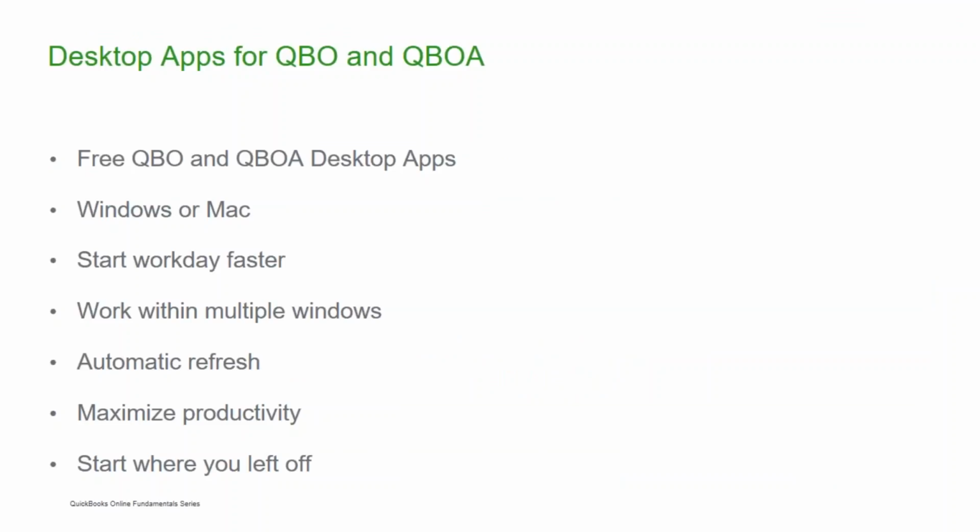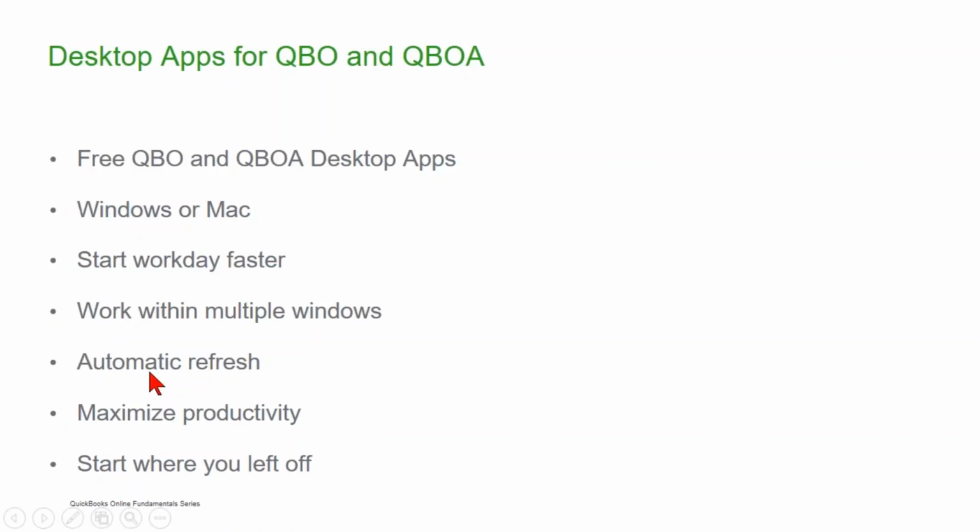Now, these are apps that you can use on Windows or Mac. So it's QuickBooks Online / QBOA because it's one app that will allow you to access both QuickBooks Online and QuickBooks Online Accountant. You can download the app for Windows, download the app for Mac. It allows you to work faster because you can open it quickly. You can work within multiple windows, as opposed to when you're in Chrome, it's tabbed browsing.